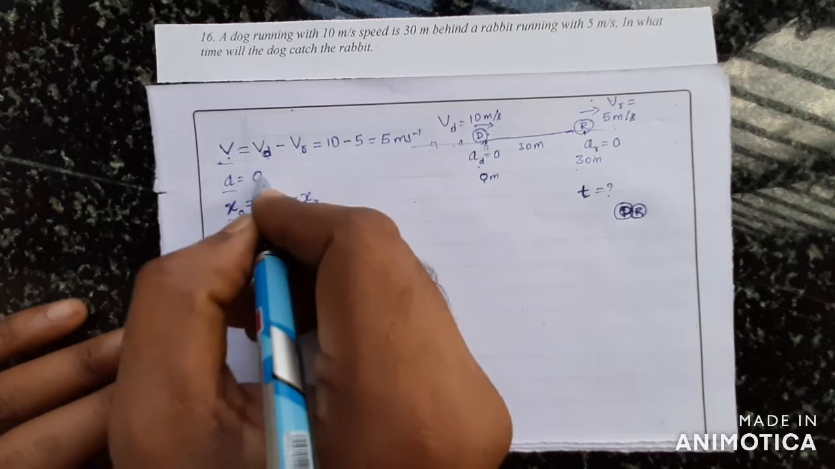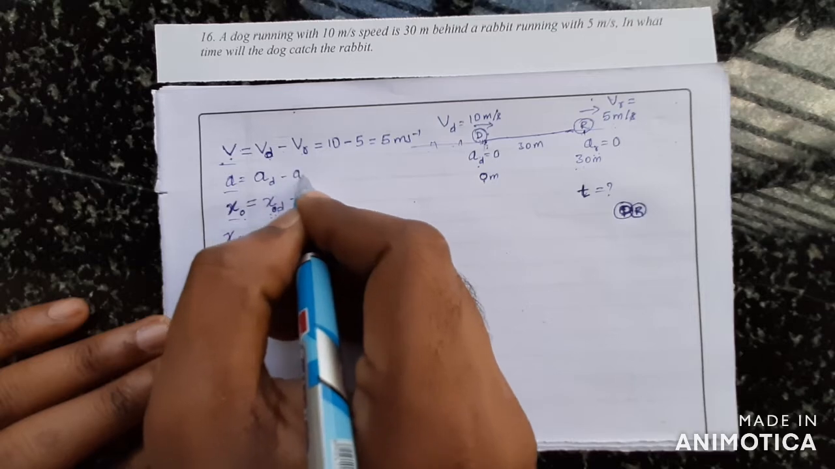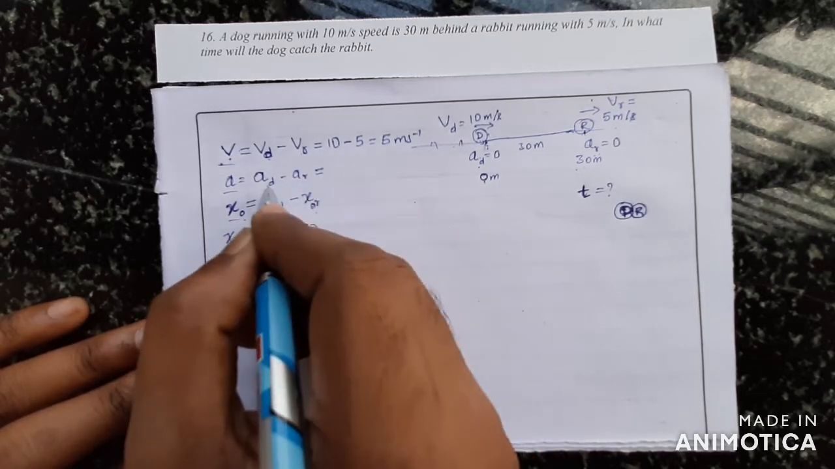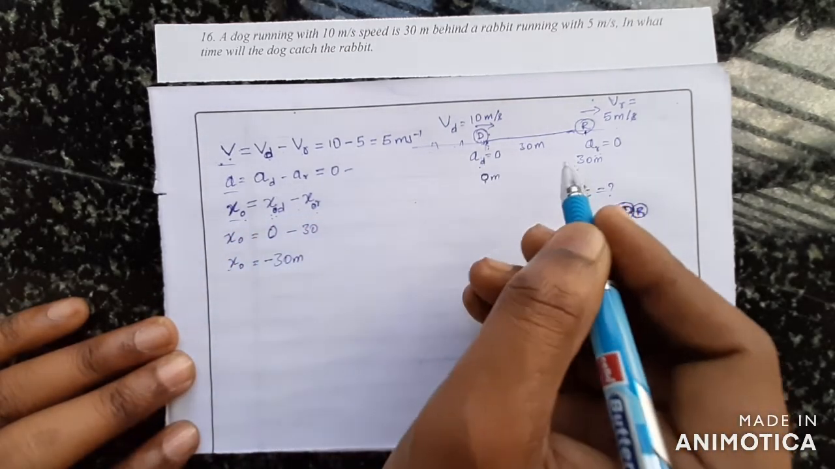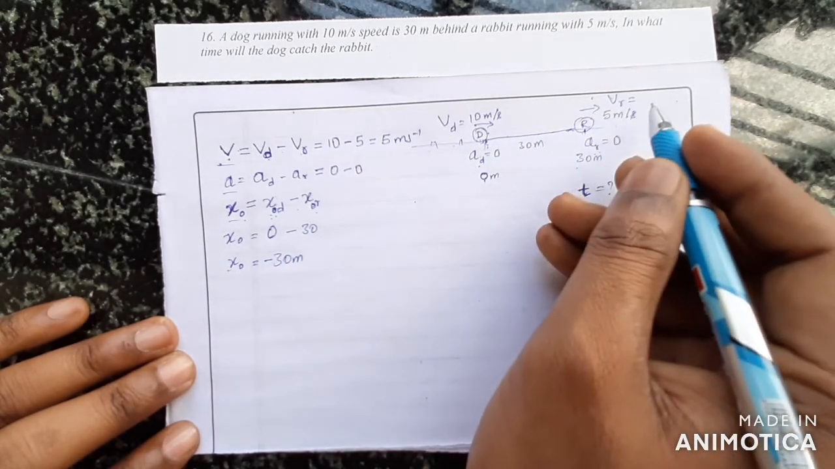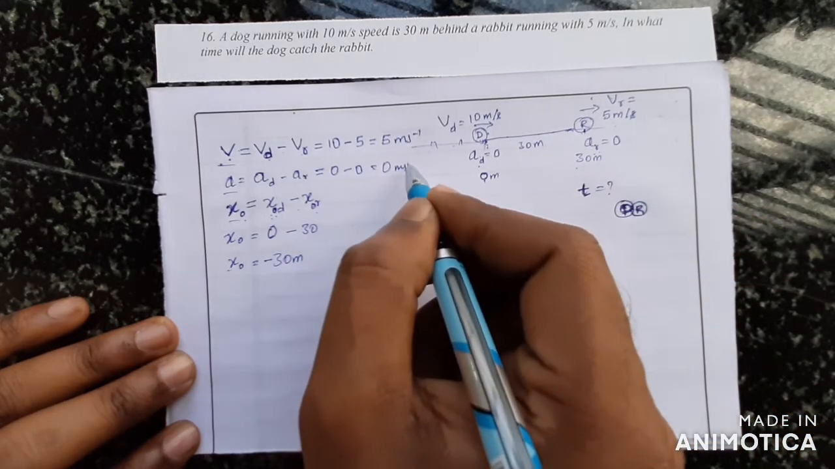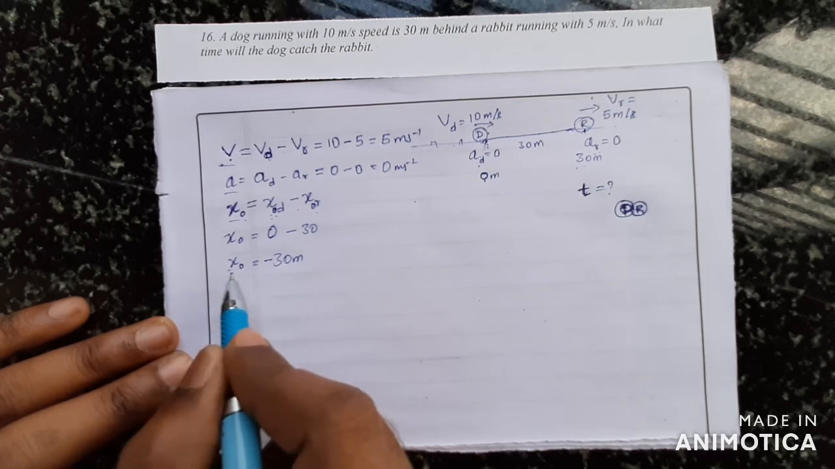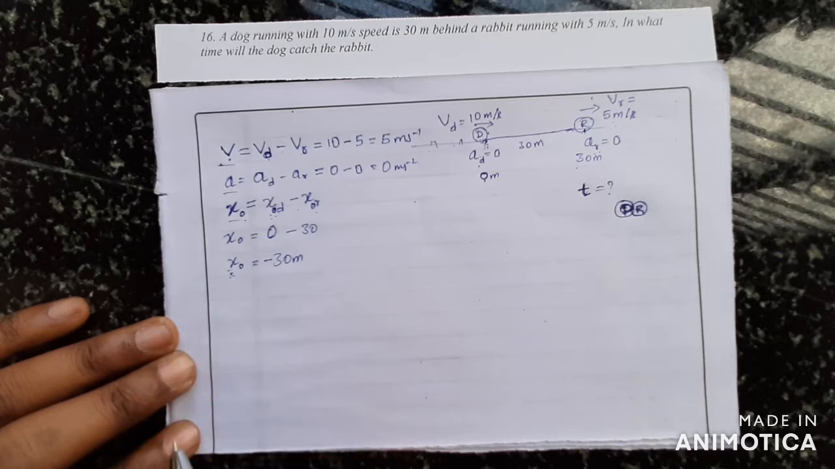So similarly, relative acceleration is actually acceleration of dog minus acceleration of rabbit. This is the actual way to write. Since acceleration of dog is 0 minus acceleration of rabbit is also 0, because this is going with constant speed, and this is also going with constant speed, hence no acceleration. So 0 meter per second square is the relative acceleration. And here x naught is the relative initial position.